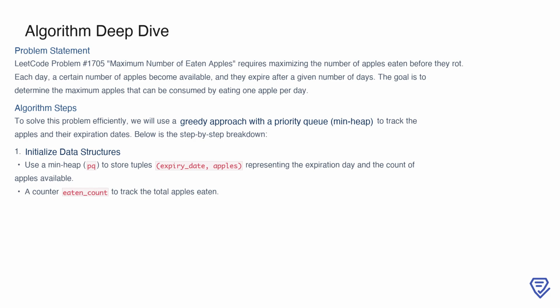To solve this, we use a greedy approach combined with a priority queue, also known as a min-heap. This data structure helps us efficiently track which apples will expire the soonest, ensuring that no edible apples are wasted.